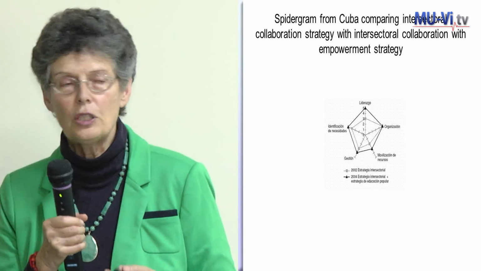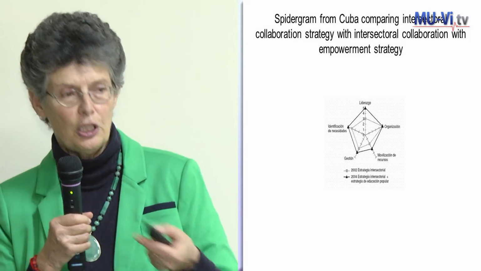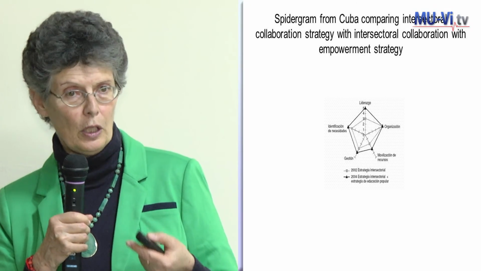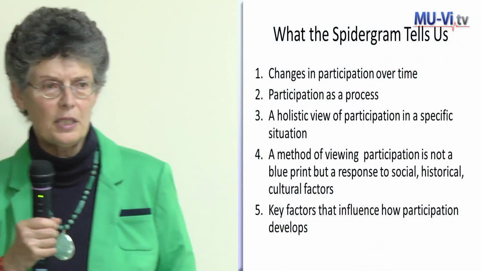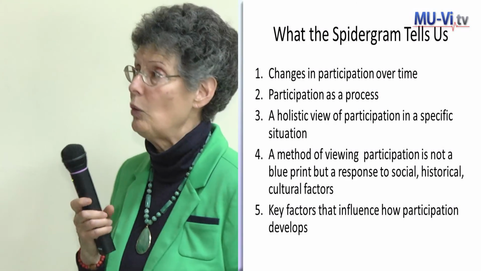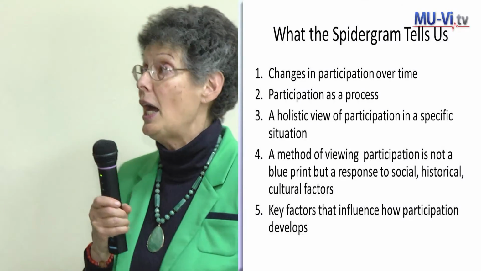So people have used this, and I've got a list of programs that have used this particular framework to see the changes. And sometimes it reduces, it gets smaller, it doesn't always get wider, but it allows a program manager to see where there is a concern and why that has taken place, so they can make the adjustments they need to. So what does it tell us? It tells us about changes in participation over time. It tells us participation as a process.